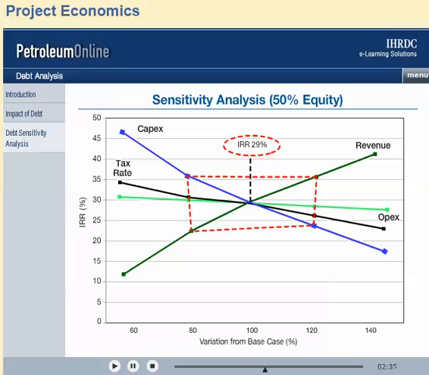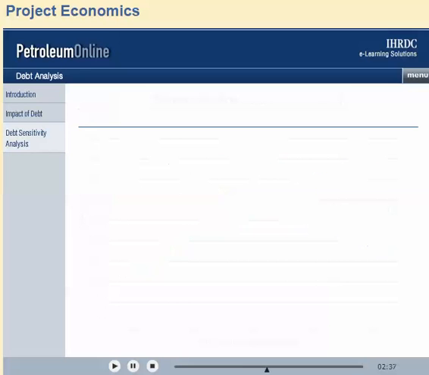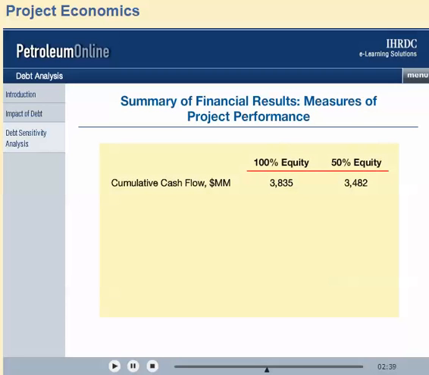Now we can summarize the project metrics and compare from both a leveraged and an unleveraged perspective. We see that the cumulative cash flows are quite close, but that the 100% equity case delivers about $400 million more cash than the leverage case. Total capital investment for the leverage case, $1.466 billion, is $66 million greater than the 100% equity case because of the cost of interest during construction.